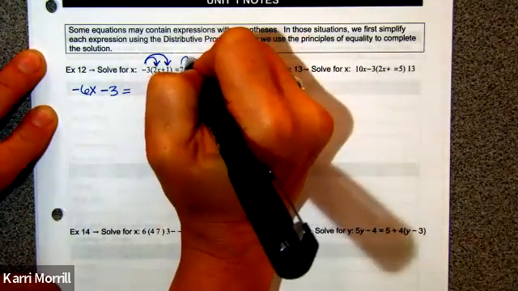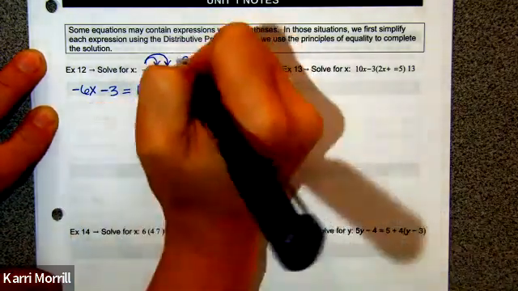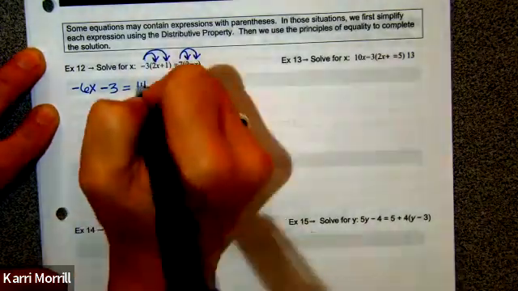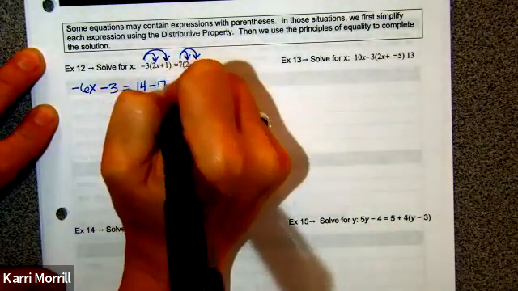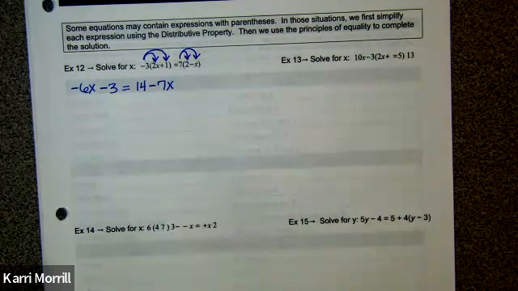Equals 7 times 2 is 14. And 7 times a -x, we write negative or -7x. Everybody remember that? But hopefully it's starting off fairly easy for you that you remember.